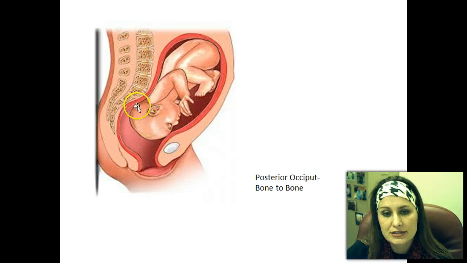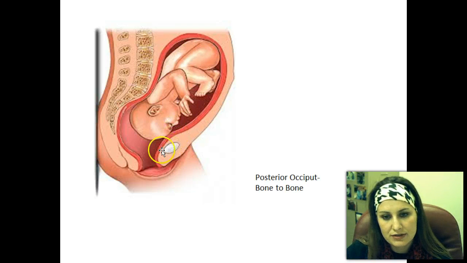Posterior occiput, you can see where this bone is hitting the mother's bone. Okay, we want that to be back here. We want the back of the baby's head to be towards the front of the mom.